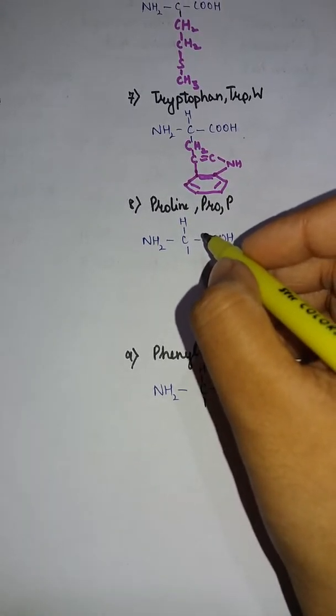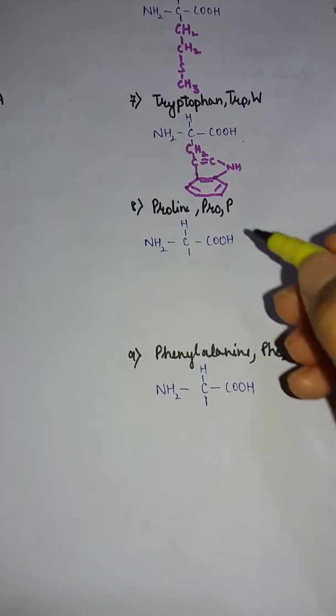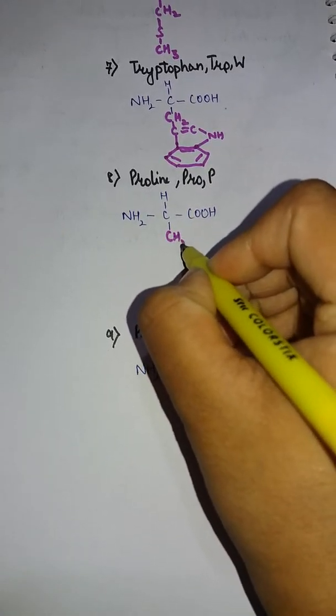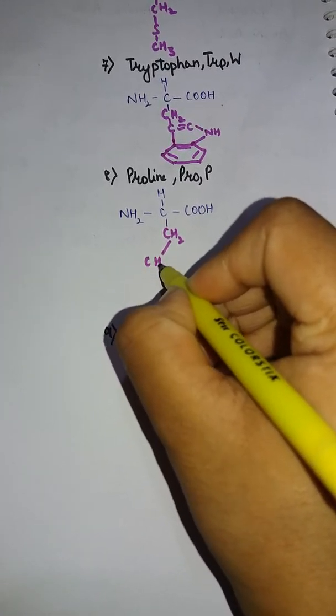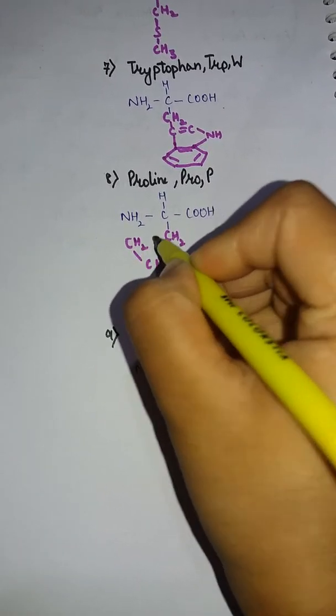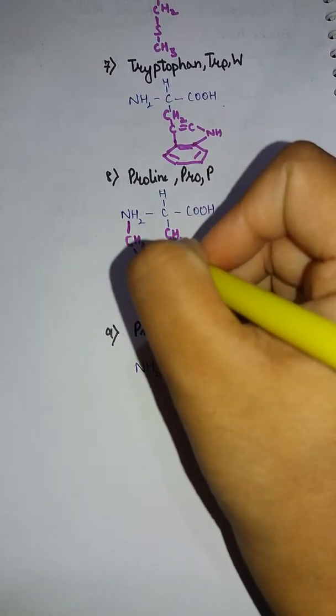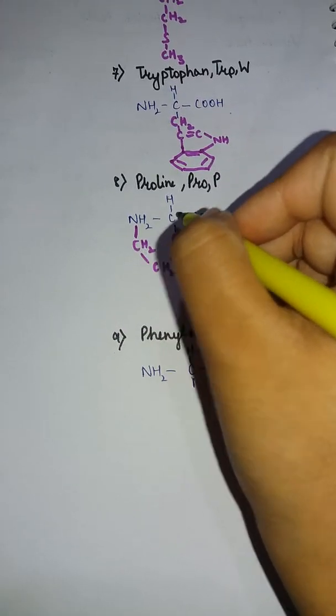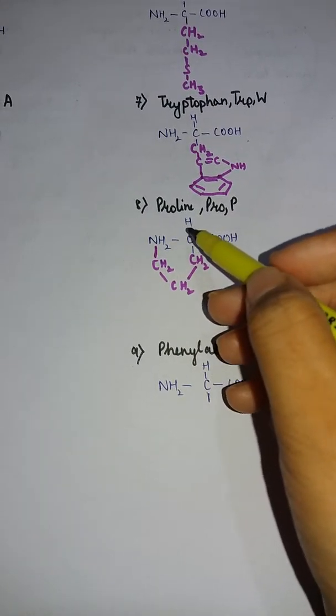Then let's come to proline. It contains 1 CH2 group which is attached to another CH2 group, which is again bound to its amino group. So its structure is like this.